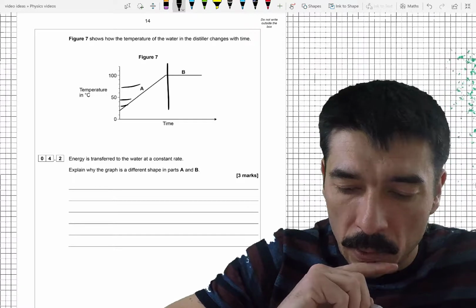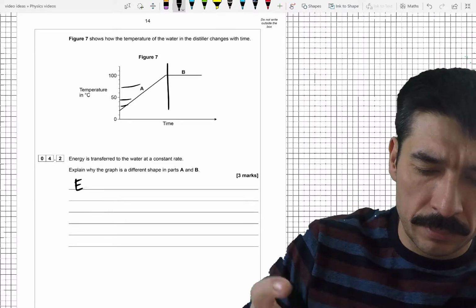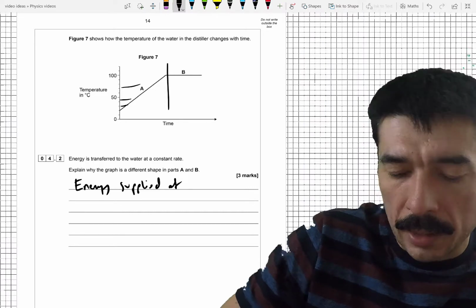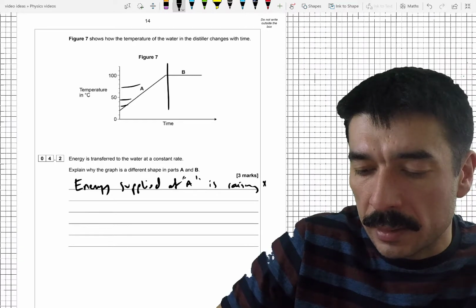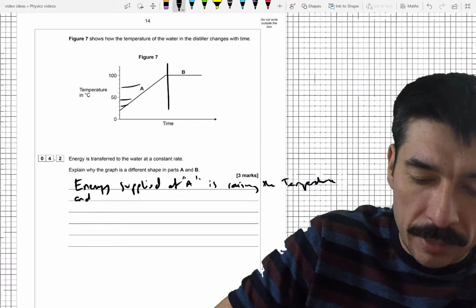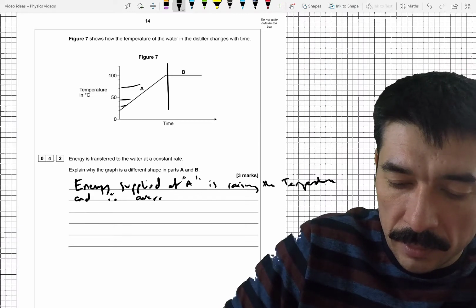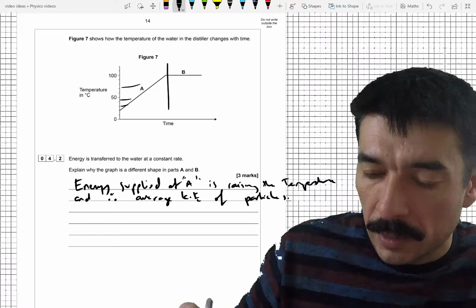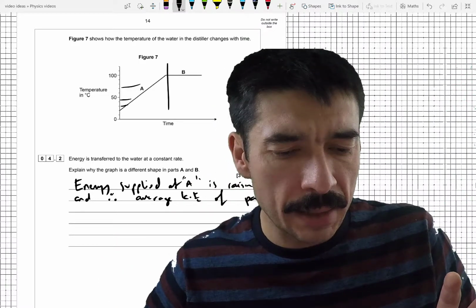Okay, so energy being supplied at the beginning, energy supplied at A is raising the temperature and therefore average kinetic energy of particles. Right? So as you're heating up, particles are starting to move around faster and faster and faster. Whatever state it's in, liquid state, I think. Right?